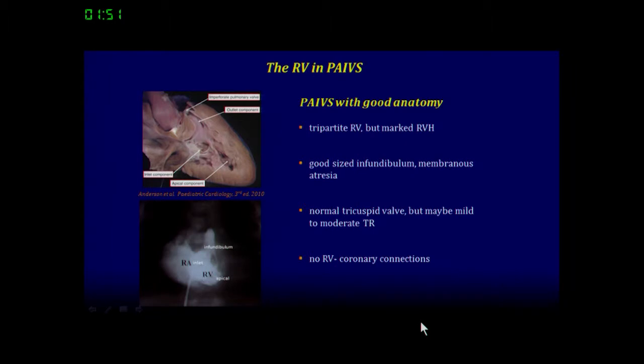I will start off with those with very nice anatomy, like this pathology specimen here, which I took from Dr. Anderson's book. This is the angiographic equivalent of such patients, where we have three nice parts of the right ventricle: the inlet, as was shown earlier in the first talk, the apical part, and the very nice outflow tract, which ends blindly in the membranous atresia. Often they have very marked RV hypertrophy, but nevertheless we have three complete components of the right ventricle, a fairly normal tricuspid valve, though often with tricuspid incompetence, and no RV to coronary connections.